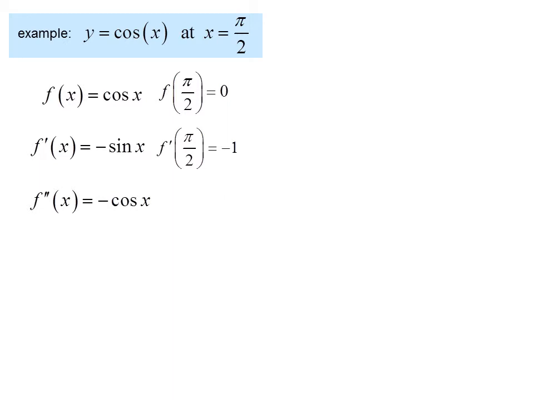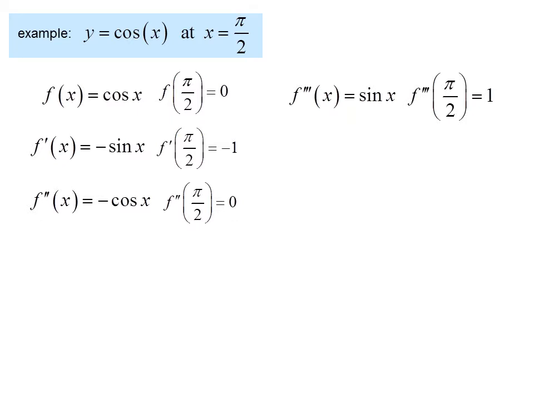The second derivative is negative cosine x. The second derivative at pi over 2 equals 0. The third derivative is sine x. The third derivative at pi over 2 is the sine of pi over 2, or 1. The fourth derivative is cosine x. And the cosine of pi over 2 is 0, so the fourth derivative at pi over 2 is 0.